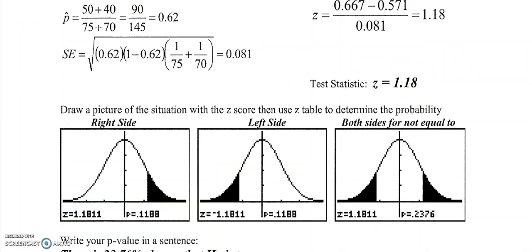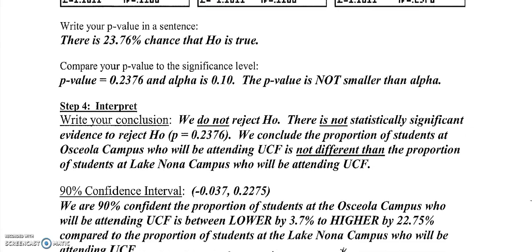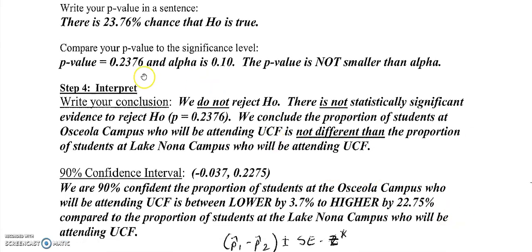So now with our p-value, we compare our p-value to alpha. Alpha is 0.10, so our p-value 0.2376 is not smaller than alpha of 0.10, so we do not reject H0. There is not statistically significant evidence to reject H0.